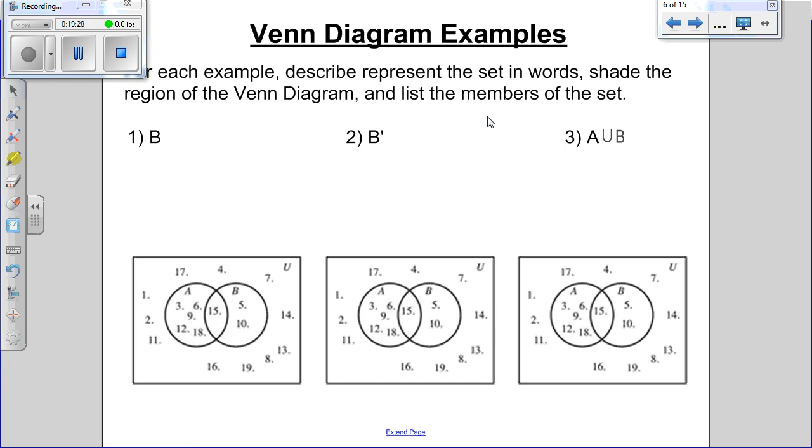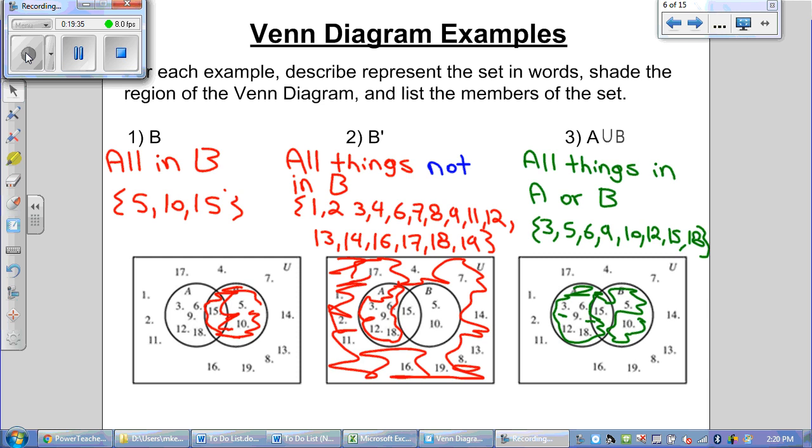Okay, so the first one was all things in set B. The things in set B were 5, 10, and 15. I colored them in as this red circle here. It's anything in that big circle.